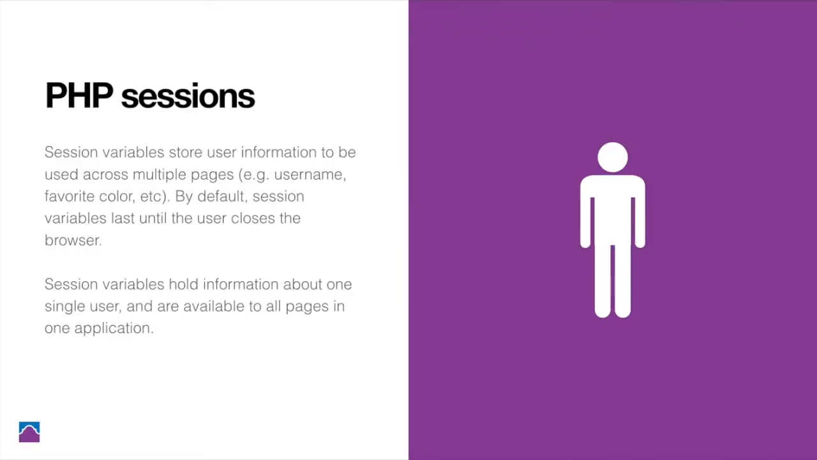Session variables store user information to be used across multiple pages, for example username, favorite color. By default, session variables last until the user closes the browser. Session variables hold information about one single user and are available to all pages in one application. So if you set up sessions in your application, it only applies to the user that visits your application. The information stored there is only for them and not everybody else. What they see is what they see, not everybody else.